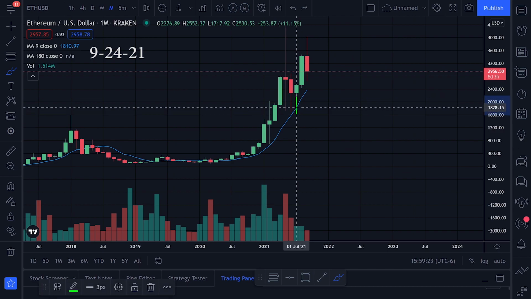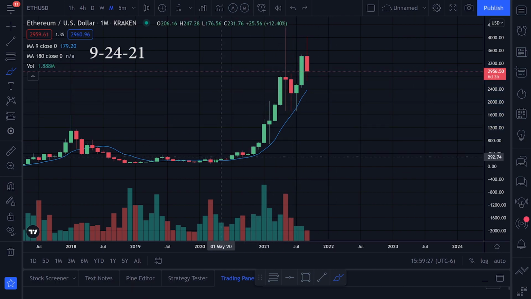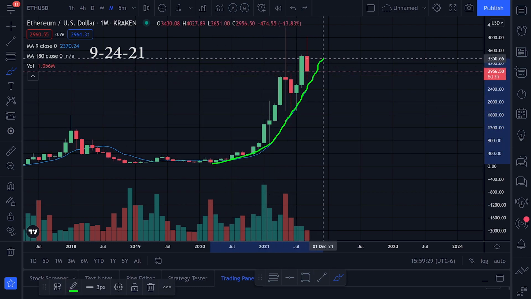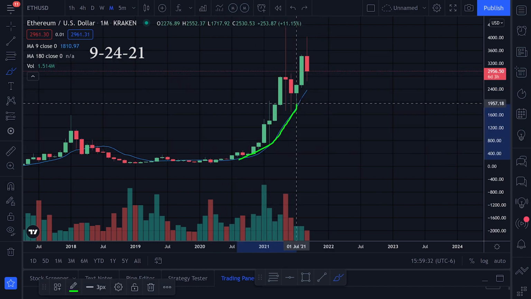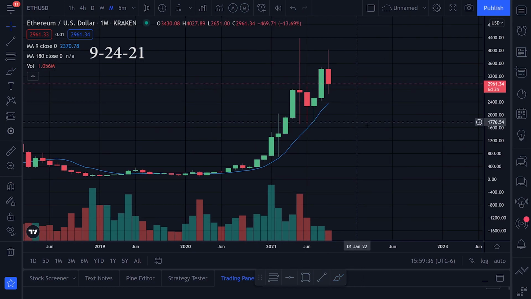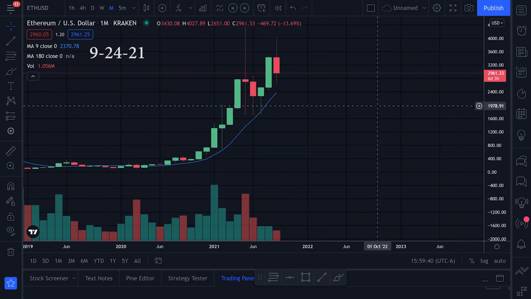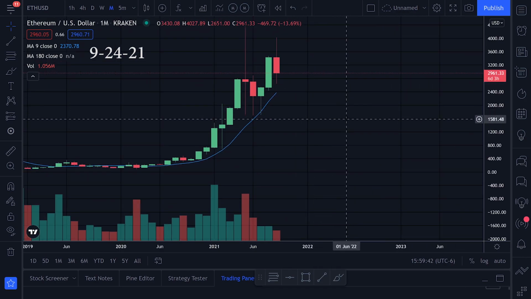We wicked below it right there, but we didn't stay below it. So let's see if we could keep getting support on this 9 moving average right here. We really do not want to break below this 9 moving average on any of these charts. I'm just looking at it on Ethereum right now, but it probably looks similar on the Bitcoin chart.